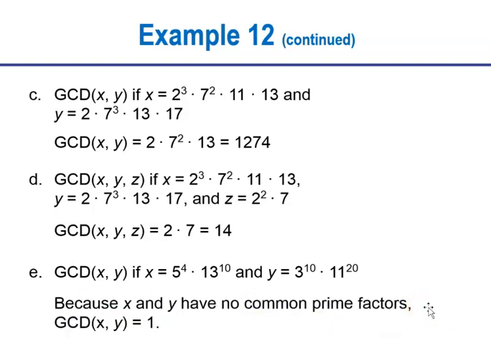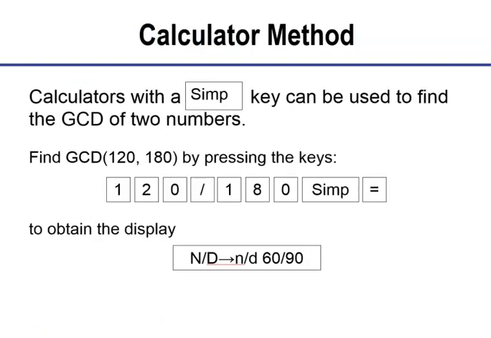And there's the result right there, because x and y have no common prime factors. The greatest common divisor for x, y is equal to 1, and they are relatively prime. Now, there is a calculator method to do this.